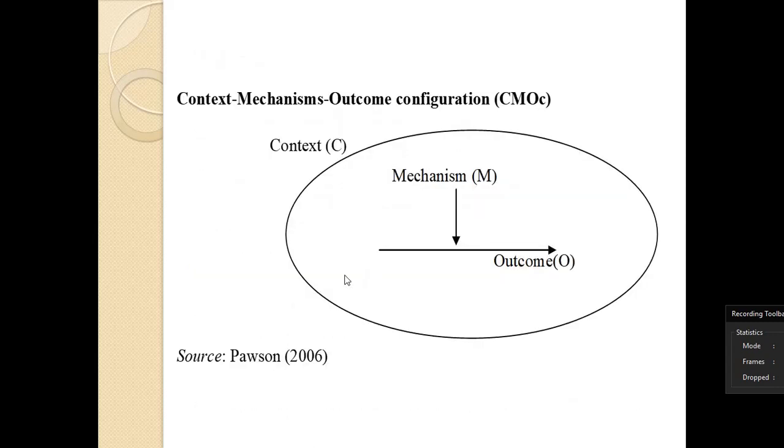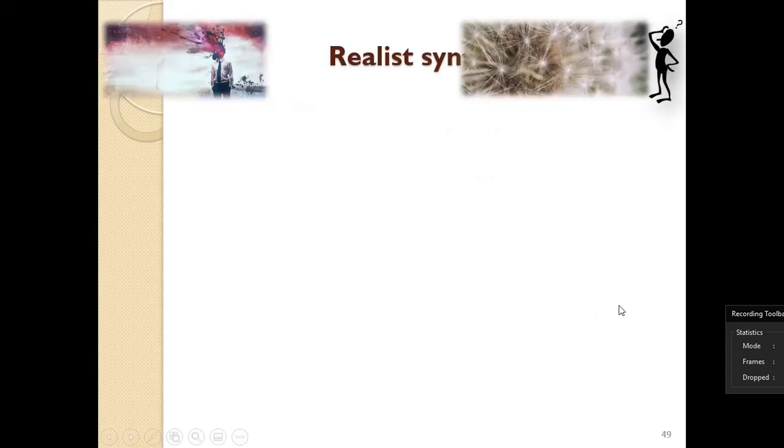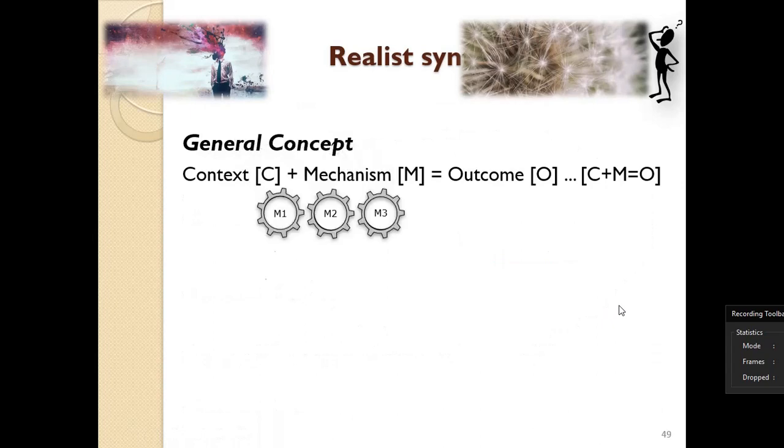So this is the illustration that shows what I've just explained. You have the context within which the intervention operates, and then within your intervention you have different mechanisms on how you want to implement that intervention, and that would lead to the outcomes. So context plus mechanism equals outcome. Simple. That's the whole idea of using realist evaluation.